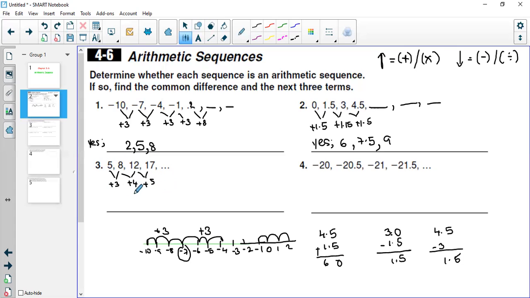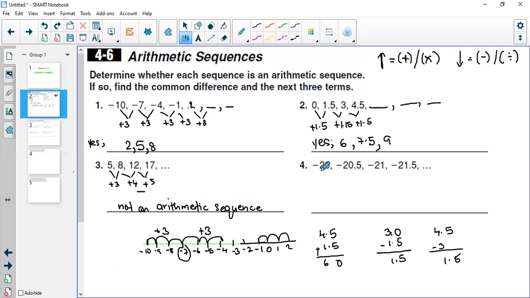Which means this is not an arithmetic sequence, because the common difference is not the same. So it's not an arithmetic sequence. Always remember the difference between all the numbers should be the same, like the above ones which we did. If you find anything like this question here, then it is not an arithmetic sequence.